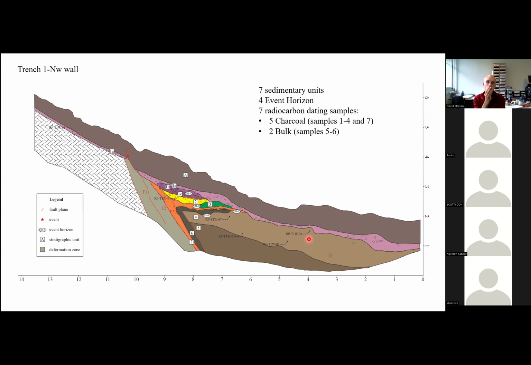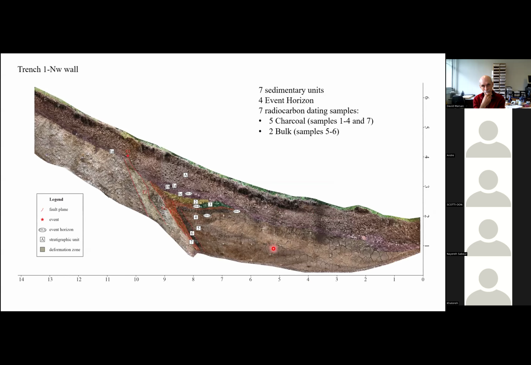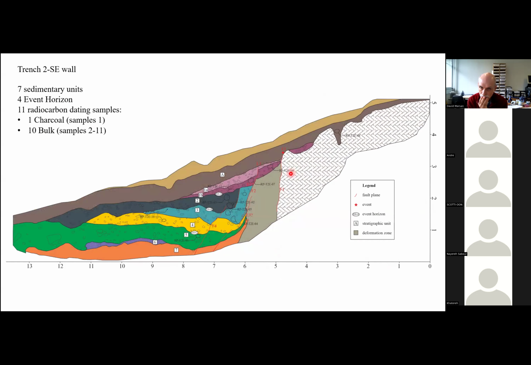I forgot to say that I put the place of the sampling here. You can see the charcoal with small circles, and for bulk, for example, here it's maybe in these trenches, more with this curve for bulk sampling. And for trench 2 wall, southeastern wall, again we have 4 event horizons.